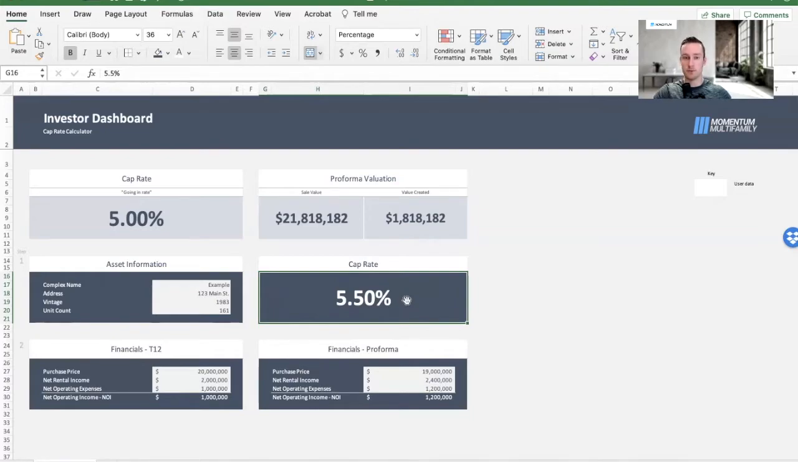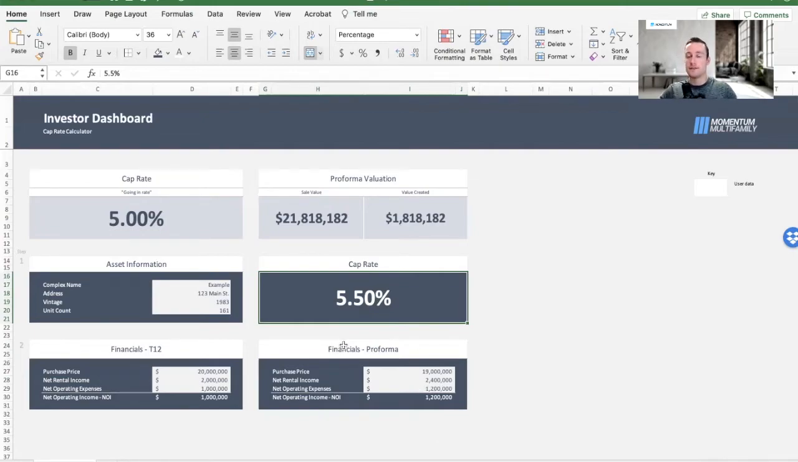In this example, if you want to be more conservative and account for some cap rate expansion, which means a weaker market, because just because things are hot right now and everything's going well, you don't know what the future is going to look like. So you want to build in some buffer and see, if a market softens a little bit, what is my rate of return there as well? In that instance, you can see a sale value of $21.8 million and about $1.8 million in value created if you're able to hit these numbers.